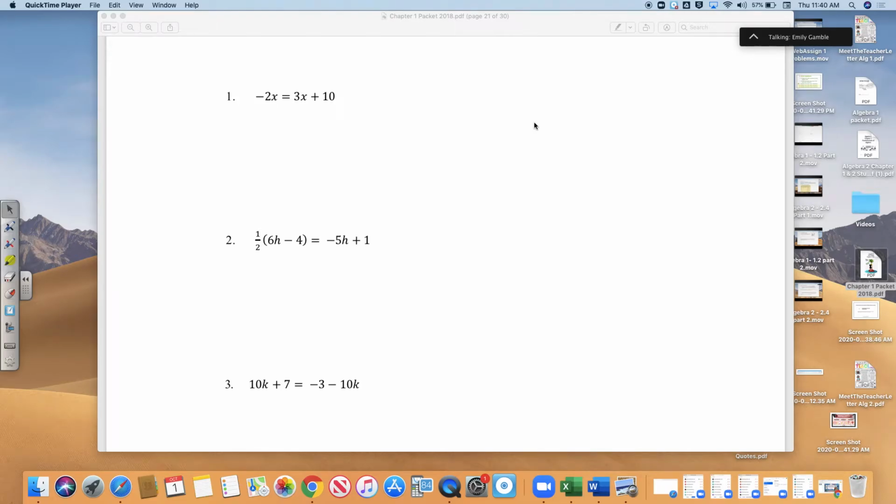Okay, yesterday we left off with you guys going over these problems on your own. Now it's time to do them together so you can check your answers from yesterday's practice. So the first question you did on your own was negative 2x equals 3x plus 10. So you have two options here.